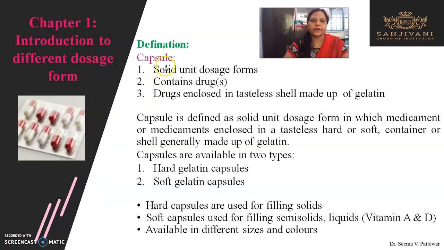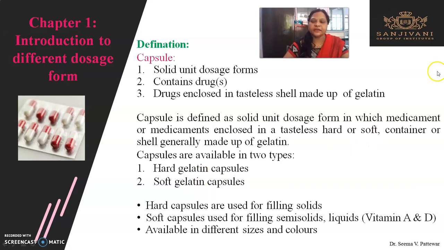Capsule. It is a solid unit dosage form. It contains drug or drugs. Drugs are enclosed in a tasteless shell, generally made up of gelatin. So proper definition: capsule is defined as solid unit dosage form in which medicament or medicaments are enclosed in a tasteless, hard or soft container or shell, generally made up of gelatin. Capsules are available in two types, that is hard gelatin capsule and soft gelatin capsule. So this is the image of a hard gelatin capsule. This is a soft gelatin capsule, Pudin Hara capsule, which is of green color.